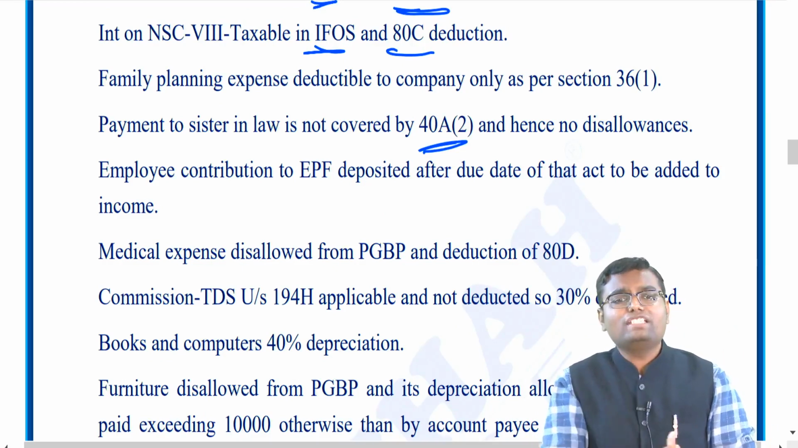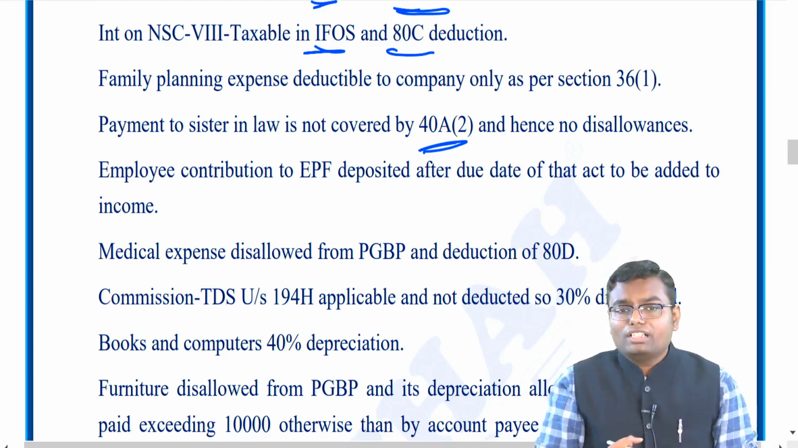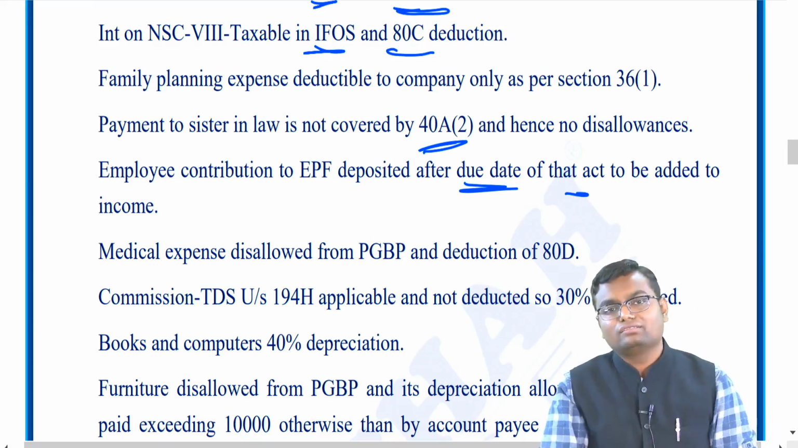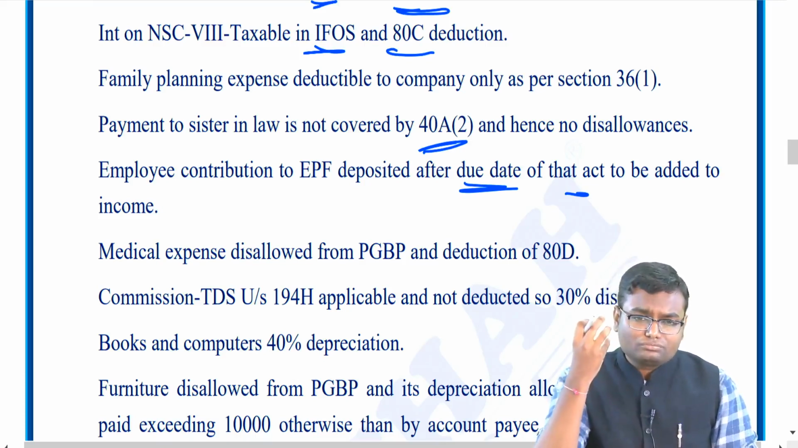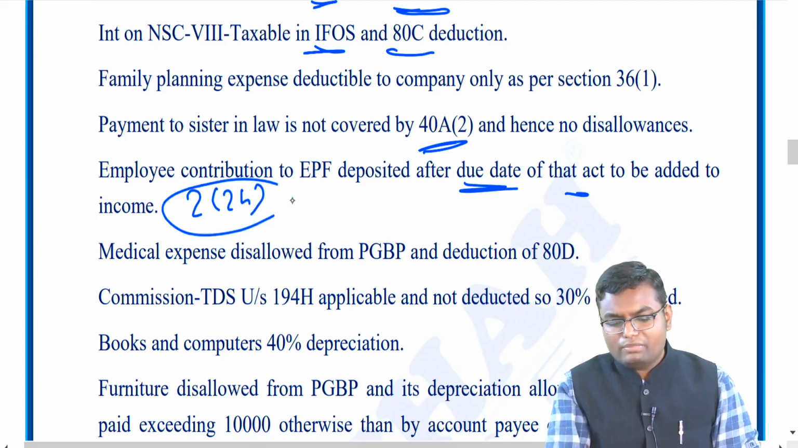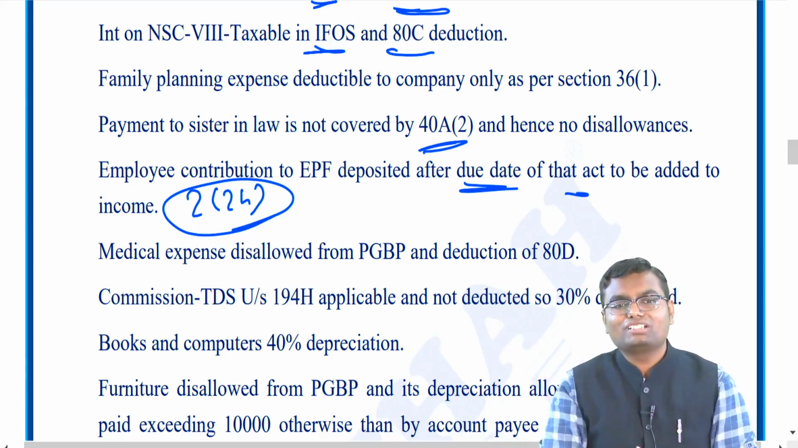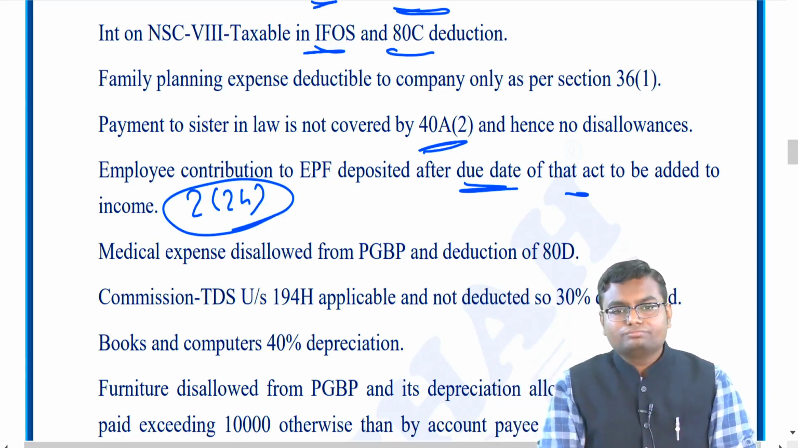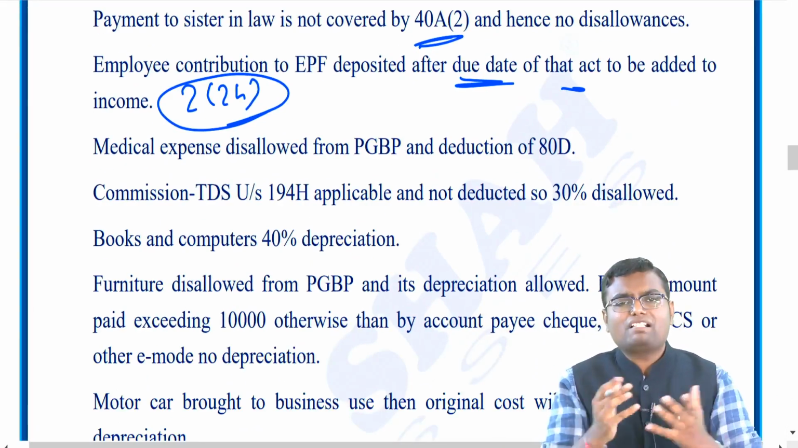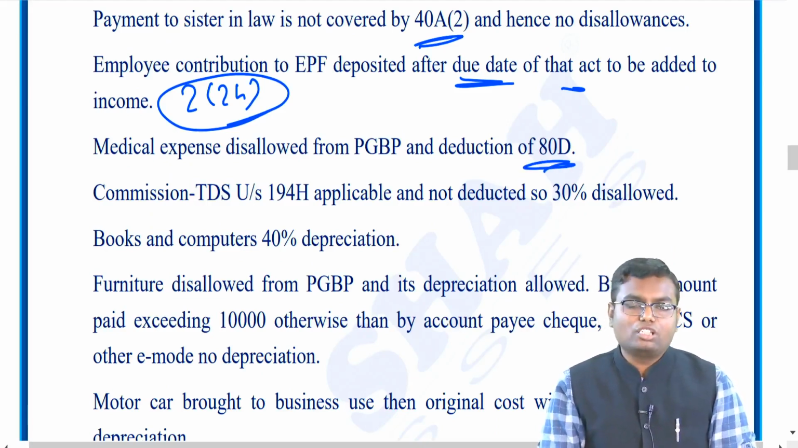Then in one of the adjustments they have given employee contribution to provident fund. Now see, the employer has deposited this contribution after the due date of the Provident Fund Act, and if the employer is depositing it after the due date, as per section 2(24) it will become income. But then as per section 36(1), you will not get the deduction. So this will be added to your income. Medical expense which is debited to P&L, disallow from PGBP. It is a personal expenditure. But then you have to deduct it under section 80D because it is a deduction of 80D.